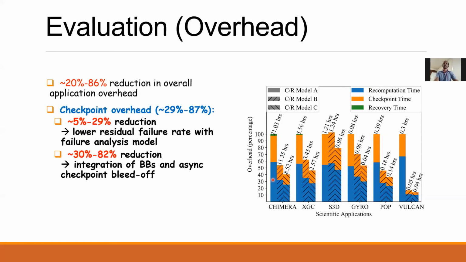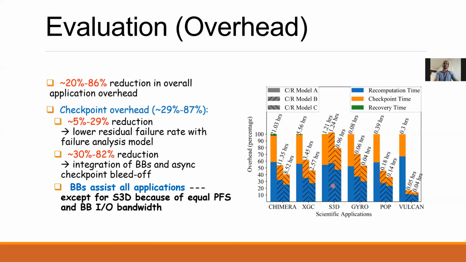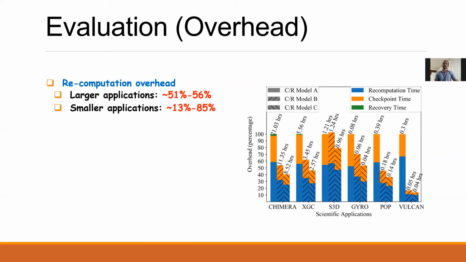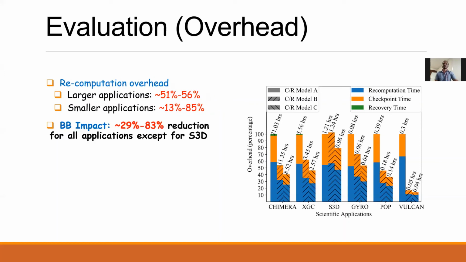The overall reduction in checkpoint overhead is around 29% to 87%, with lower residual failure rate contributing 5 to 29% reduction, while burst buffers contribute 30 to 82% of reduction. However, burst buffers do not contribute for the S3D application because of equal parallel file system and burst buffer bandwidth. The reduction of recomputation overhead differs for different applications in terms of size. For larger applications, the reduction is around 51 to 56%, whereas for smaller applications, the reduction is from 13 to 85%. The burst buffers contribute a 29 to 83% reduction of recomputation overhead for all the applications except S3D because of the equal bandwidth for PFS and burst buffers.